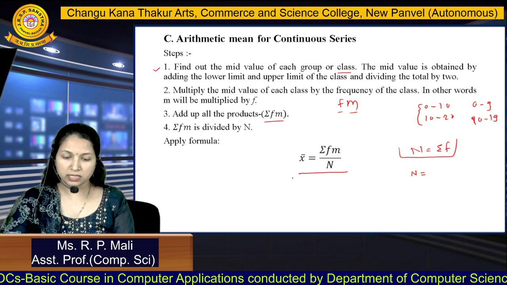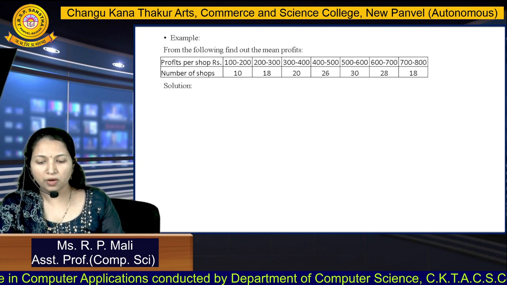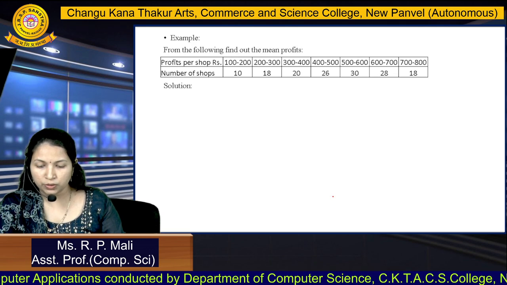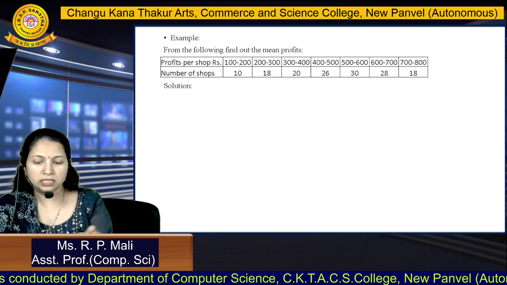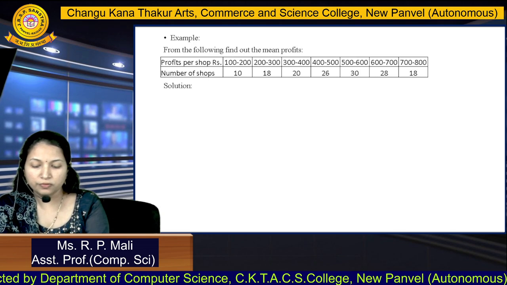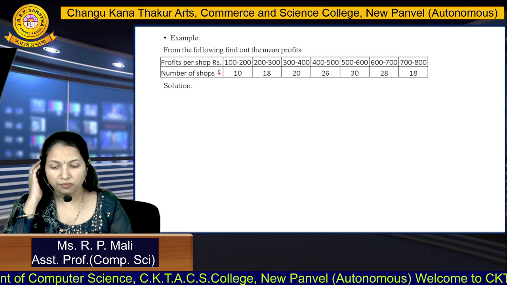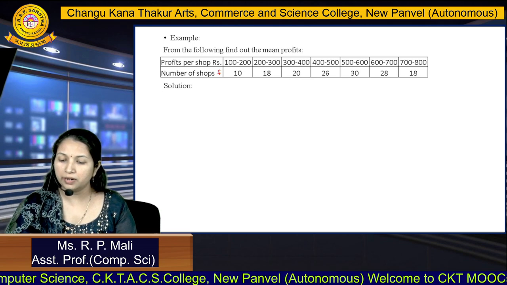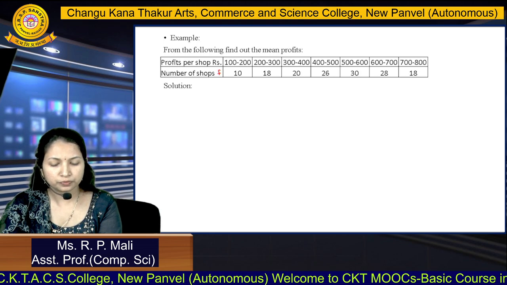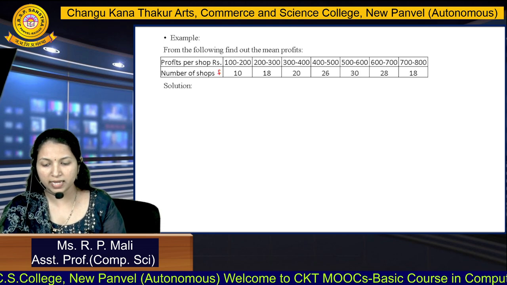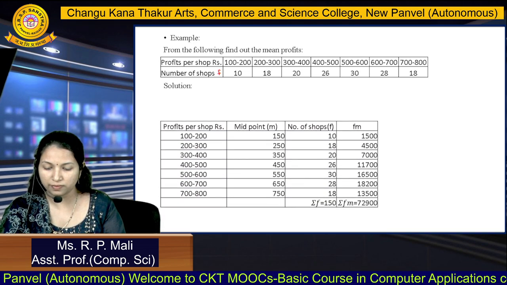So we will solve one example based on this. From the following, find out the mean profit. The profits are given in classes, and you have a number of shops, which you can consider as the frequency. So the profits for the shops are like 100 to 200, 200 to 300, 300 to 400. Likewise, we have the classes and the respective frequencies of those classes.